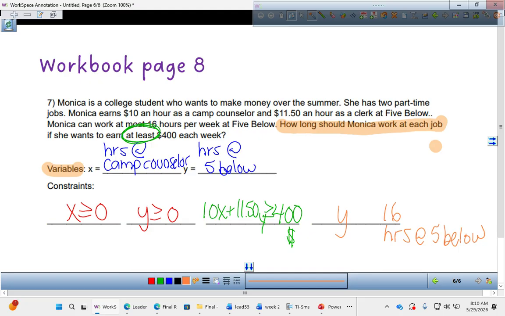When I find that 16, it says at most, which is the opposite of at least. So if at least is greater than or equal to, at most is less than or equal to.